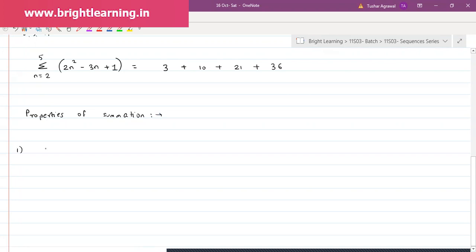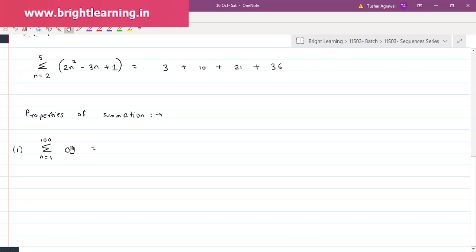First, if I tell you the summation of a constant where n varies from 1 to 100, what will be this value? What does this actually mean? This means a summation of a constant. When n varies from 1, 2, 3, 4, 5, 6 up to 100, each time the individual term remains constant. The individual terms are independent of n.